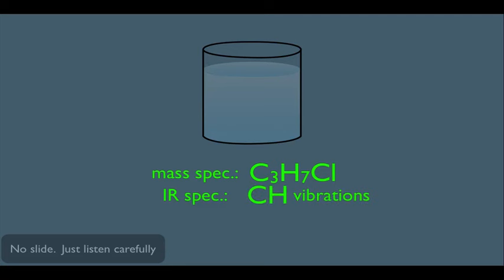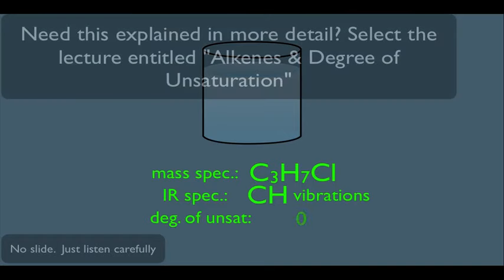Let's say we also run it in the IR spec machine, and the IR spec tells us that we see a lot of CH vibrations. Of course, because there's a lot of CH bonds in our molecule. Remember, we also learned how this machine works in a previous online lecture. And notice if we did a calculation on the degree of unsaturation of our sample, the degree of unsaturation is 0. We talked about how to do this also in another online lecture.